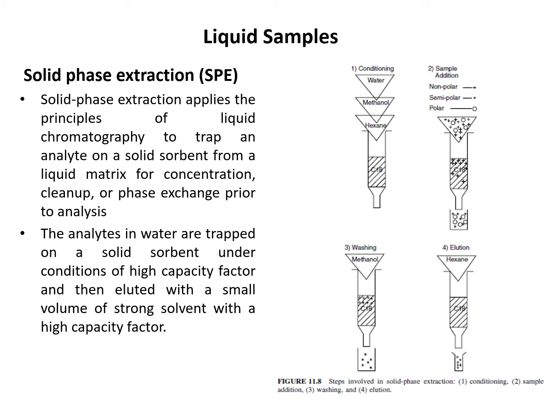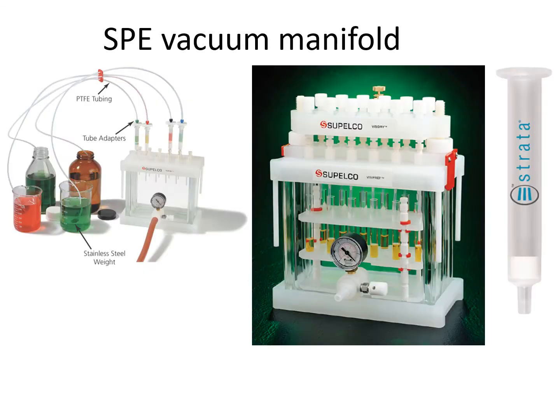And we can also use washing. Usually washing will be done by using methanol. Then finally elution, in this case they are using hexane. So it's a non-polar solvent for the elution process. So now class, these are examples of the SPE manifold. And the figure here shows the SPE cartridge with the pumps and the SPE cartridge, which consists of C18 sorbents.